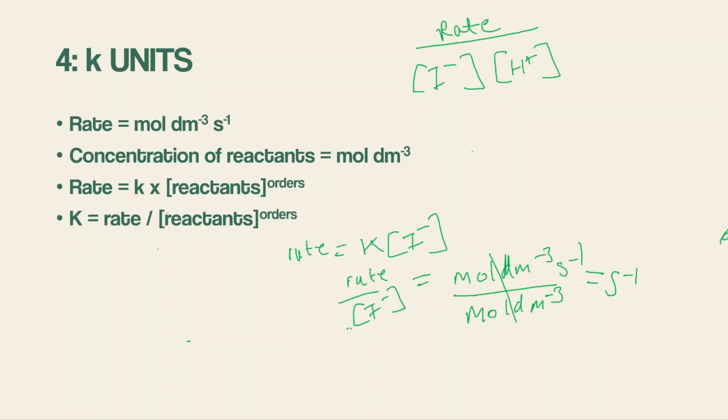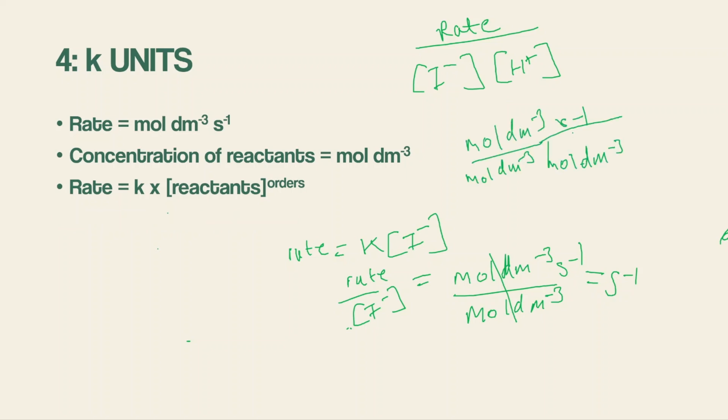How we're going to do this is write out all the units. So I've written down my units. I know the handwriting is very messy. I have no idea how to use this pen. On the top it says moles per decimeter cubed per second. And you can see here we've got moles per decimeter cubed, moles per decimeter cubed. That's the units for I minus, that's the units for H plus. Again, we just cancel out like terms.